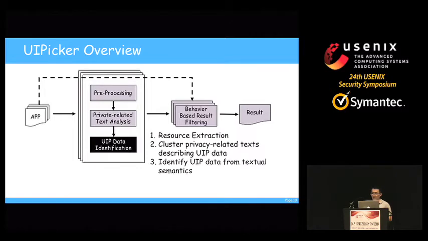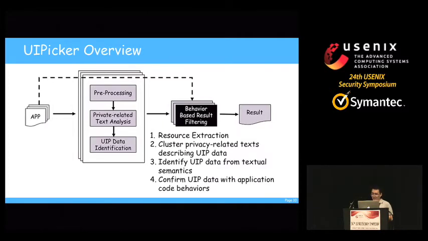Then, UIPicker utilizes such content as features with a subset of UIP data to train a classifier that could identify sensitive user inputs from an app's layout resources. At the last step, it also performs a static analysis on the app's code to locate the elements that indeed accept user inputs, thus filtering out those elements only associated with certain sensitive keywords, while not actually containing private user inputs.